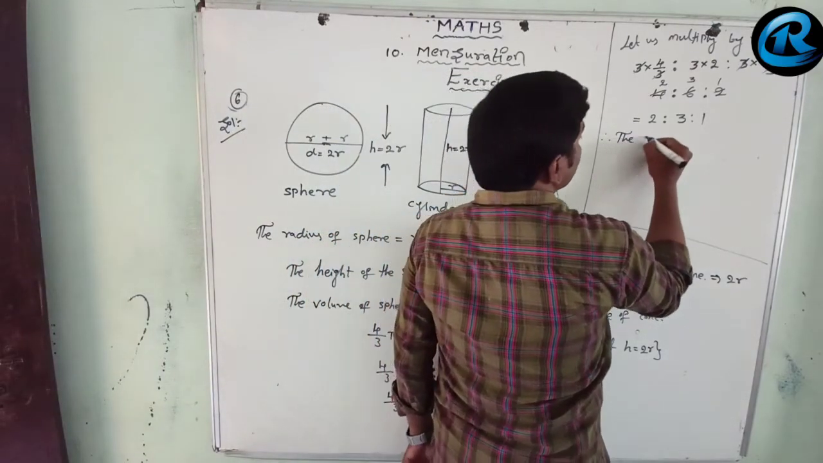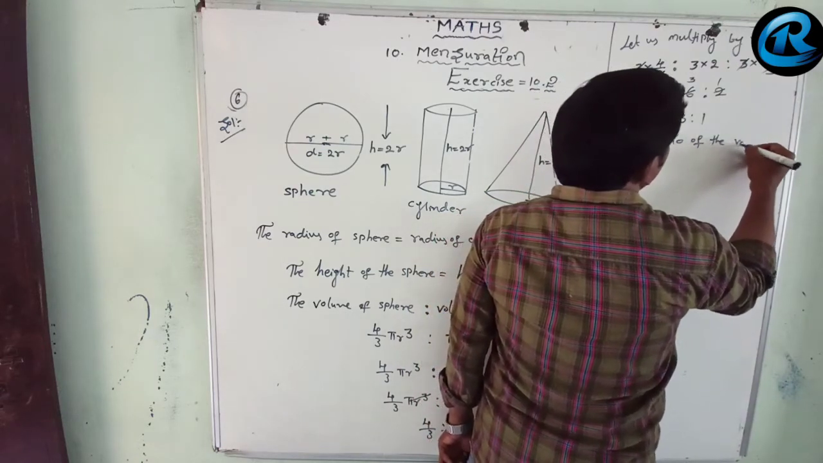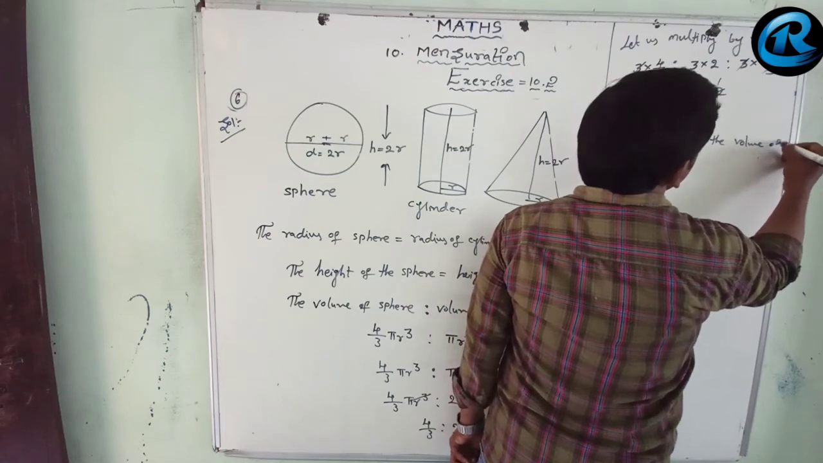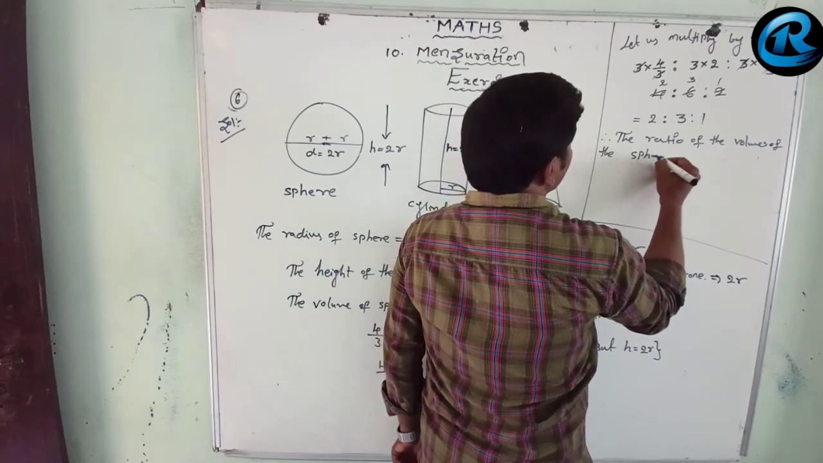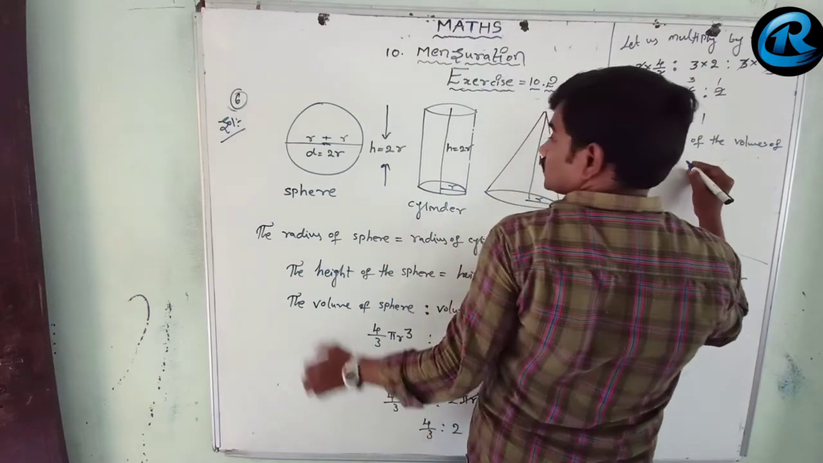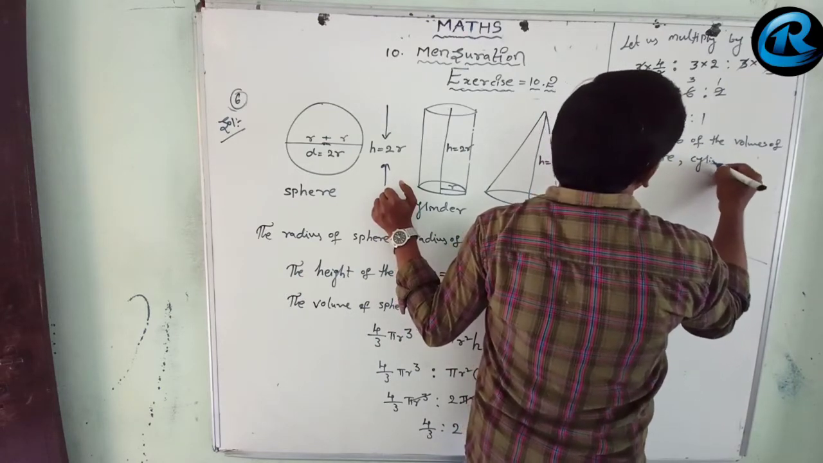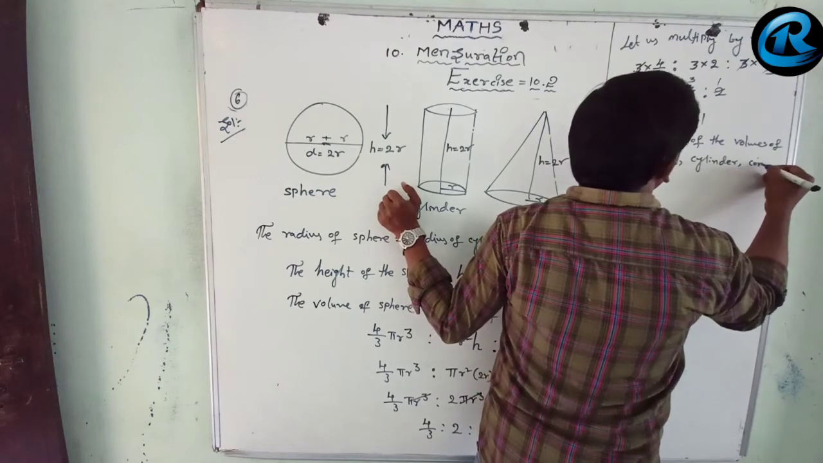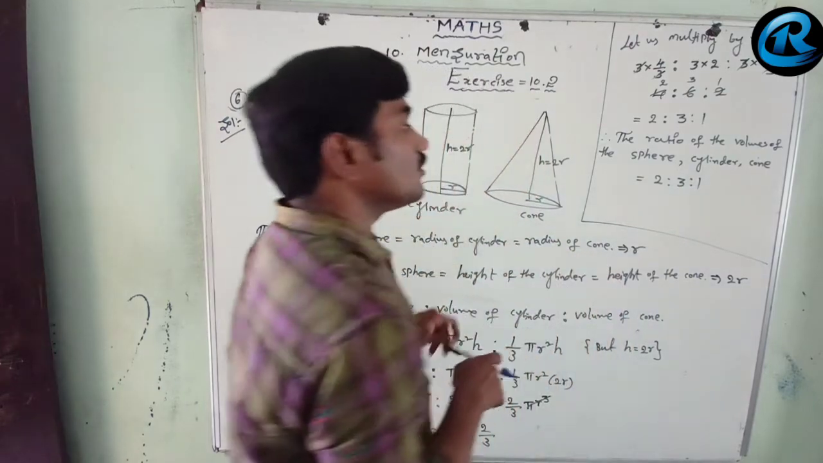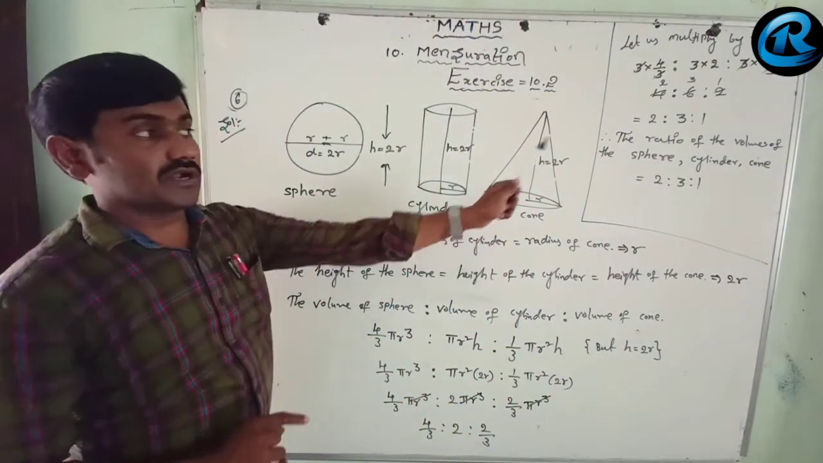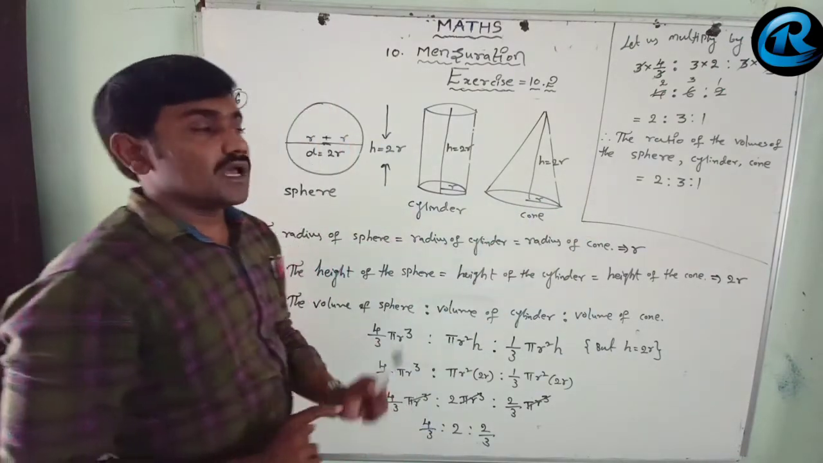The ratio of the values of the sphere, cylinder, cone is equal to 2 is to 3 is to 1. 2 is to 3 is to 1. ఏ విధంగా అయితే రేషియో అడిగాడో అదే విధంగా రాయండి. స్పియర్ ది ఫస్ట్, సిలిండర్ ది మధ్యలో, కోన్ ది చివరికి, ఆ విధంగా రాయండి.